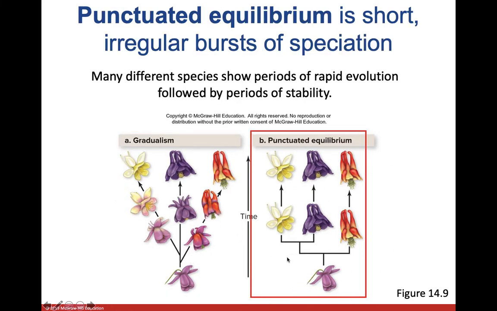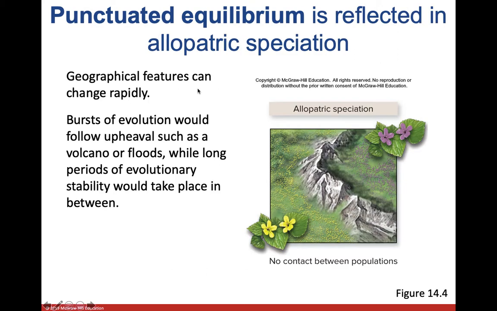Another pace of evolution is called punctuated equilibrium. This is going to occur when very rapid evolutionary changes occur. You either survive or you don't, kind of thing, followed by very long periods of stability, I should say. Not a lot of change, where species rapidly jump from one species to the next, not a lot of time in the middle, and they stay that way for a very long time. So punctuated equilibrium is reflected best in allopatric speciation.